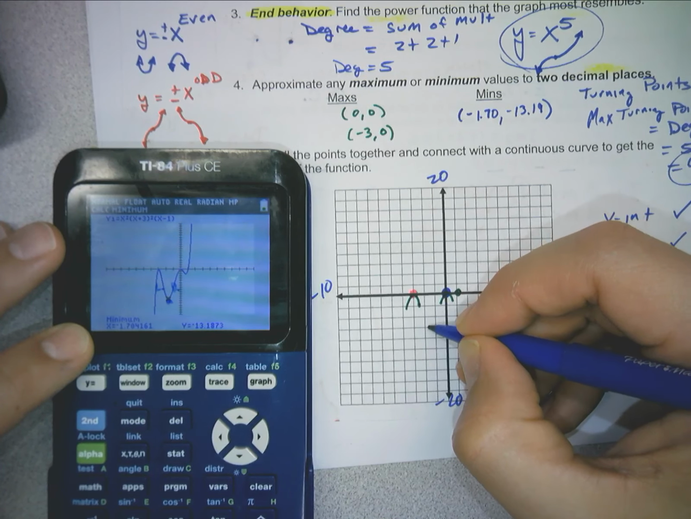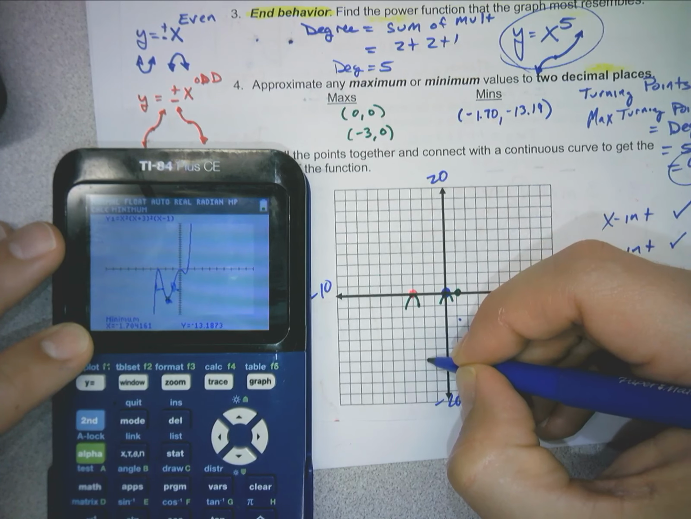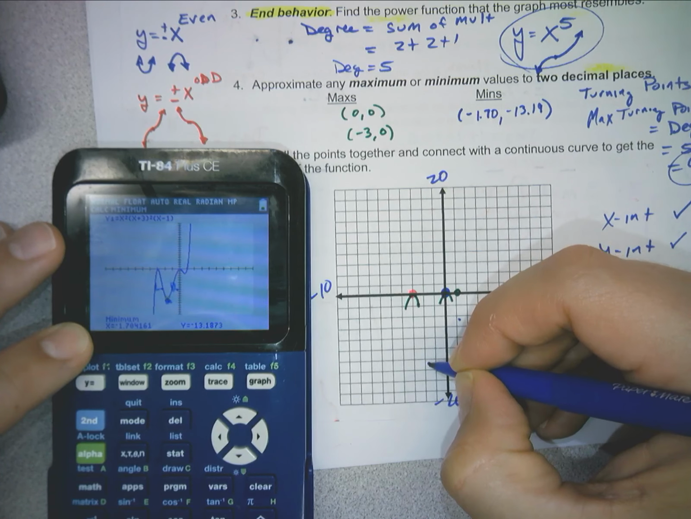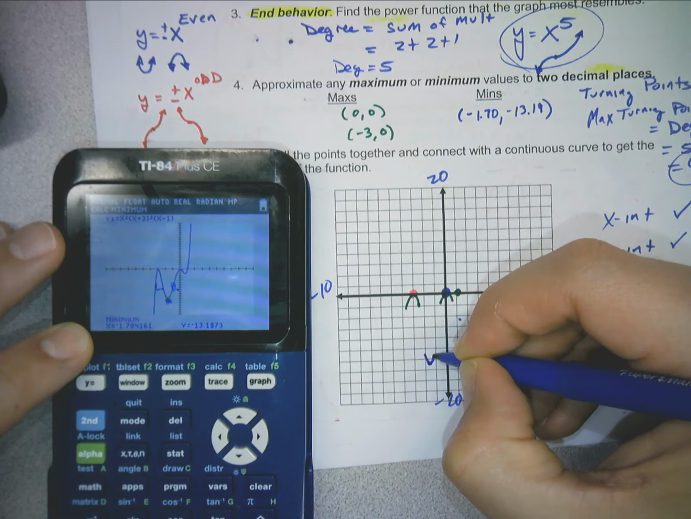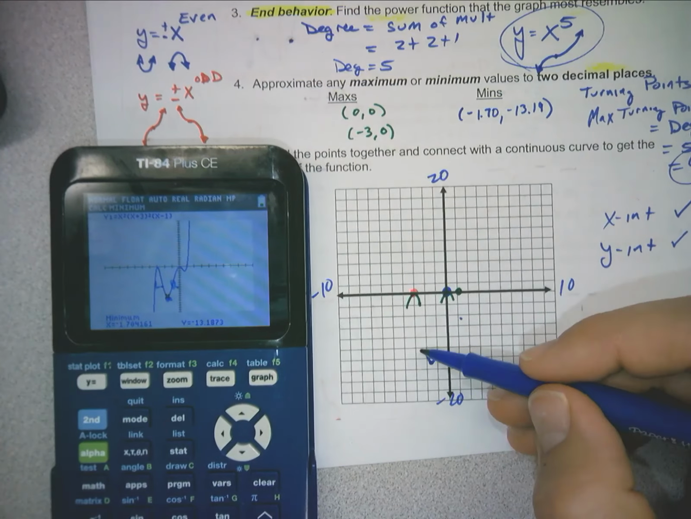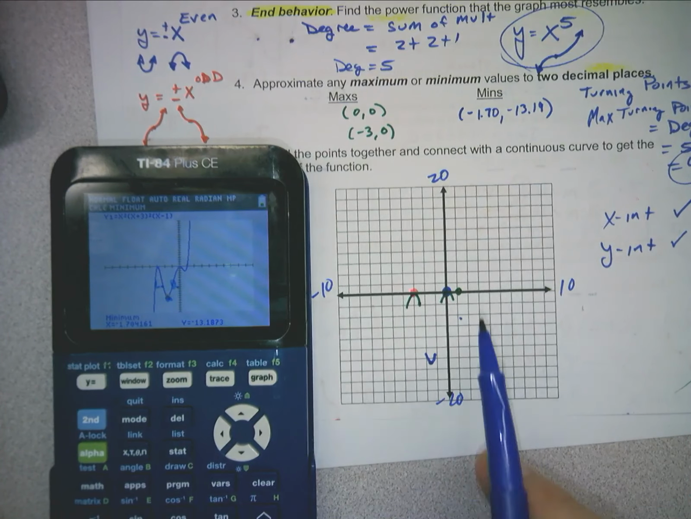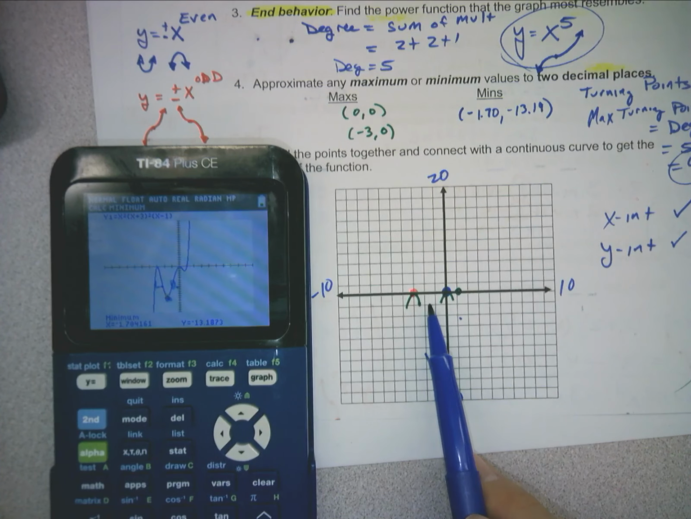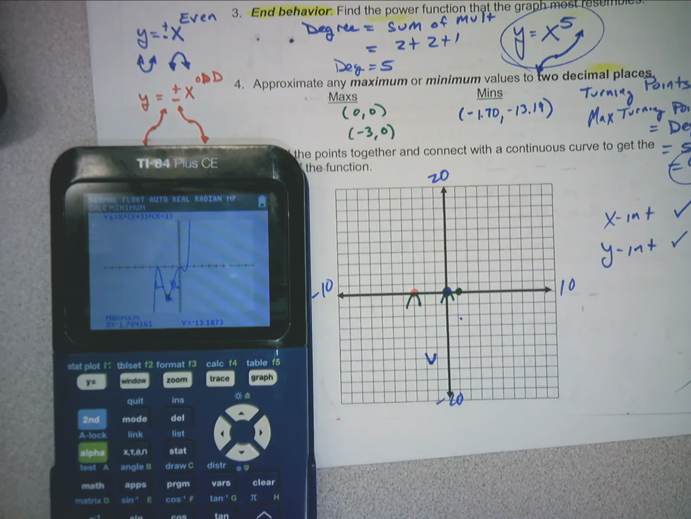2, 4, 6, 8, 10, 12, 13-ish would be right about in the middle. And I'm going to put a little valley there. Okay, so that's a minimum, so I'm going to put my little valley right there. This is over 1, almost to 2, and down. 2, 4, 6, 8, all the way down to -13.18. Any questions on that one, y'all?